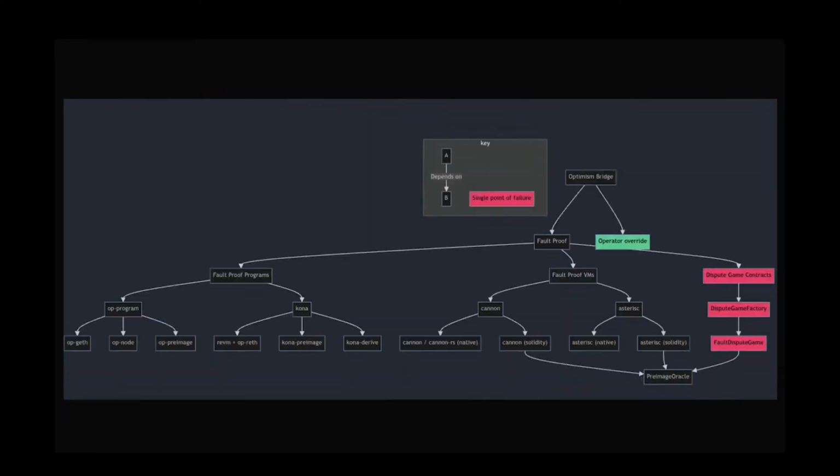So this is a really cool graph because it shows the system after the introduction of Asterisc and Kona. Asterisc is a secondary fault-proof VM, whereas Kona is a secondary program. We reduce our single points of failure almost to nil, with still the contracts sitting at the point where they are suddenly the bottleneck.